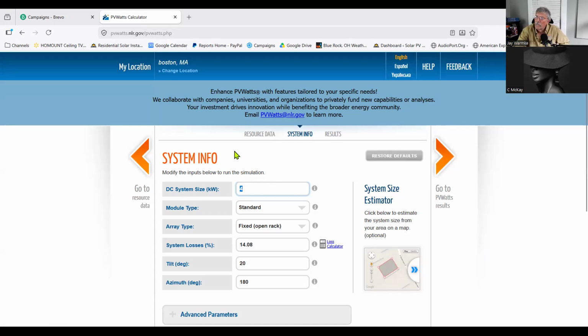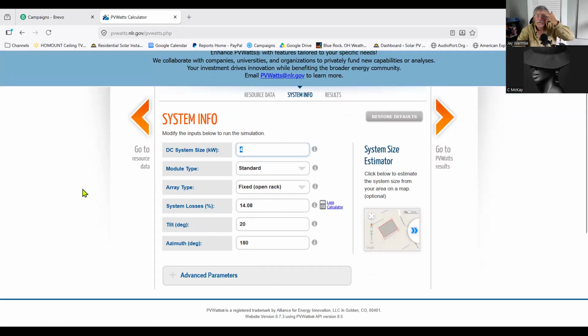The first thing that comes up is system size. We don't necessarily care about the size of the system at the moment. In fact, that's what we're trying to figure out, so we can ignore that. Then the module type, it says standard, premium, or thin film. 9 times out of 10, just leave it standard. The fixed open rack or fixed roof mount: if it's a roof mounted system, go ahead and select that. We don't necessarily have to worry about system losses at the moment.